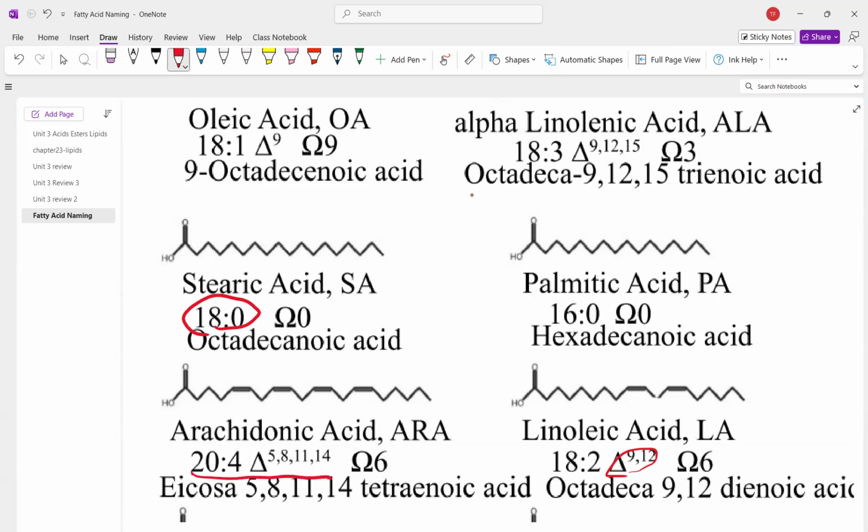Now, if there's a double bond, like for example, down here, there's going to be a delta, and that delta says what carbon the double bond is on, starting with the acetic end being carbon number 1. The omega designation is from the end carbon, where is the double bond? Now, again, nutritionists use the omega, like omega-3s are the big deal for healthy fat. And you get that from fish and flax.